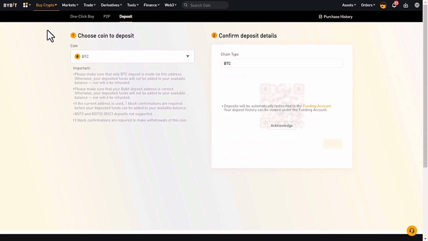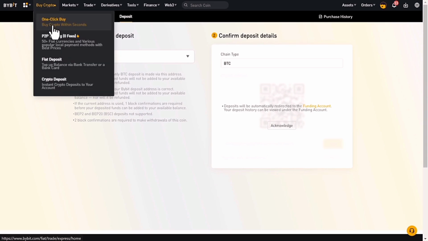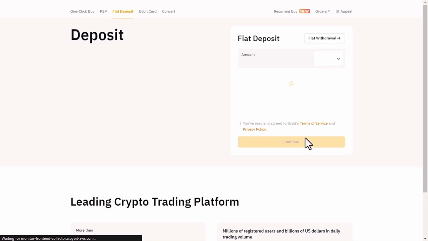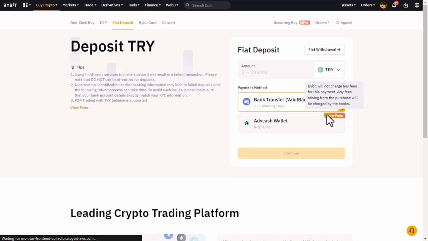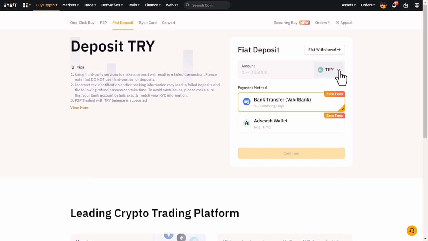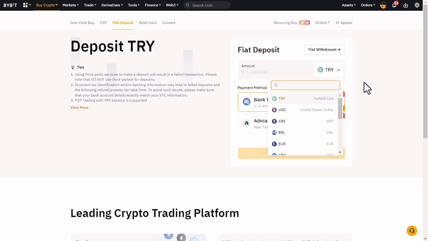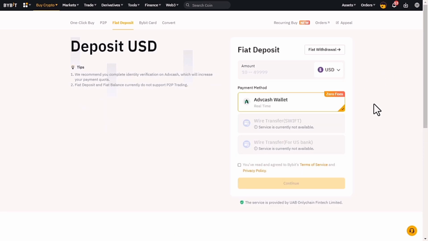It's really easy. You go to the top left corner here and go to fiat deposit. As you can see, I'm living in Turkey and it's automatically set to TRY, Turkish lira, but you can just use, for example, US dollars, and these are the payment methods you can use. If you're living in the United States, it says wire transfer for US banks. You can do wire transfer also, but with Swift code. You can just do it with an AdvCash wallet. You just enter the amount that you want to deposit, $1,000, whatever it is, and follow the steps.